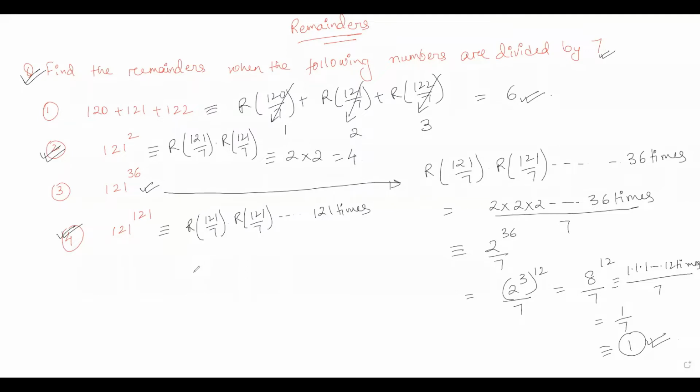So 121 by 7 will give us a remainder of 2. So this would be the same as 2 raised to power 121 by 7, which can be written as 2 times 2 raised to power 3 to the power 40 upon 7, which would be 2 into 8 raised to power 40 upon 7. Now we know that when this 2 is divided by 7, the remainder would be 2. And when this 8 raised to power 40 is divided by 7, the remainder would be 1 raised to power 40 upon 7. That would be 1. And this would be divided by 7. So the remainder would be 2 in this case.